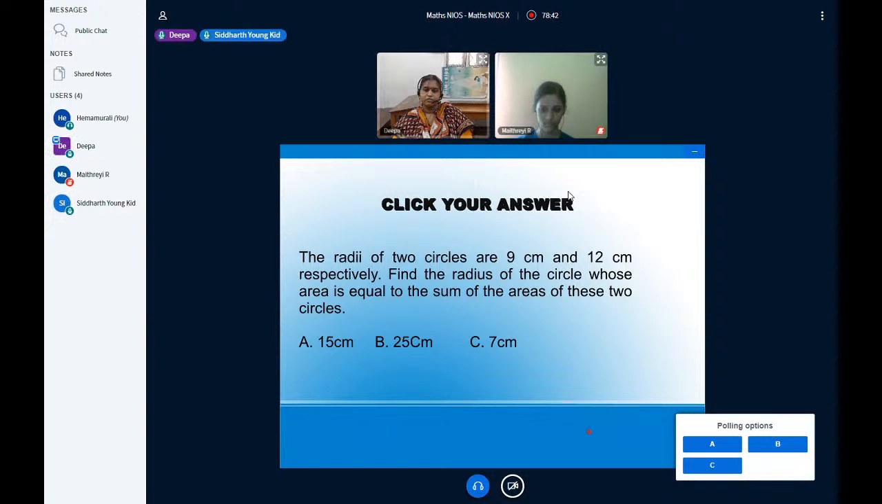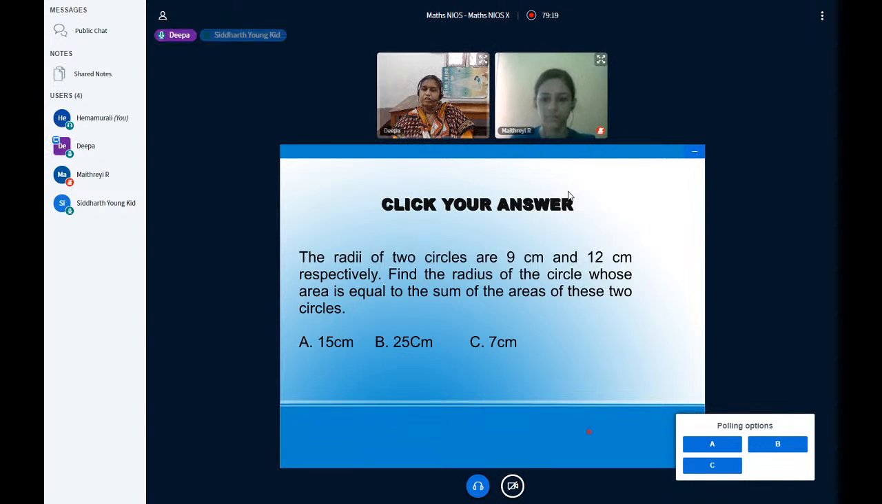Do we need to write pi r square 1 and pi r square 2? Nothing, you just add the two areas. That's all. Area of the circle: pi r square is equal to pi 9 square plus pi 12 square. That means 81 pi plus 144 pi, which comes to 225 pi.